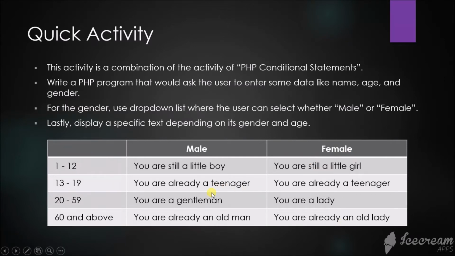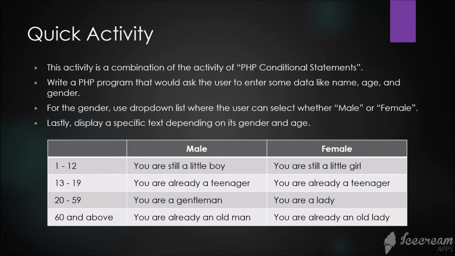Okay, so pagdating naman sa age, if it is, yung age ng user is 1 to 12 yung inilagay niya, then male siya, then ito yung babasehan natin. Kung female, dito naman. Then kung 13 yung age niya to 19, dito naman siya magbabase ng mga text na i-display. Then if it is 20 to 59, dito naman. And if it is 60 and above, then ito naman yung di-display niyang mga specific text.